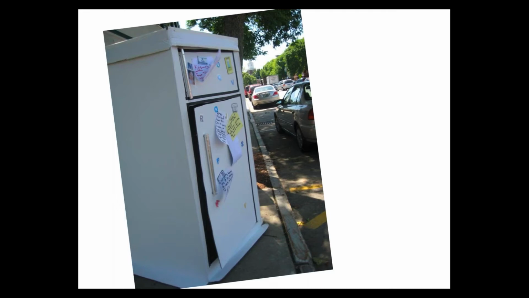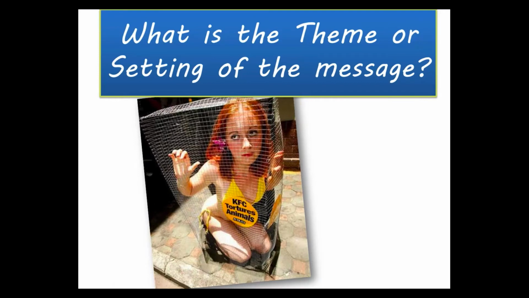On the next slide, you can see this is something that PETA, a non-animal abuse organization, did. It's a woman in a cage, and again, if you saw this on a sidewalk, you would be interested, maybe even scared a little bit. Why is there a human trapped in a cage? So you would go over there, and they would tell you that this is how chickens are treated or other animals, and that KFC tortures animals, as you can see on the cage. It's something very visual and something that you would want to go check out.